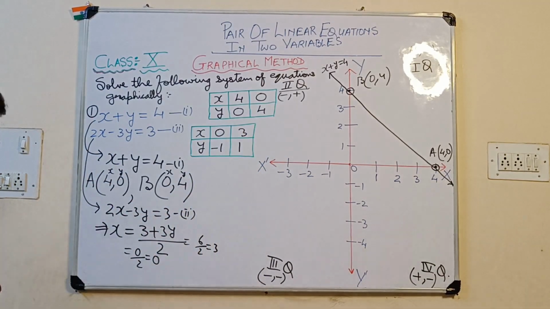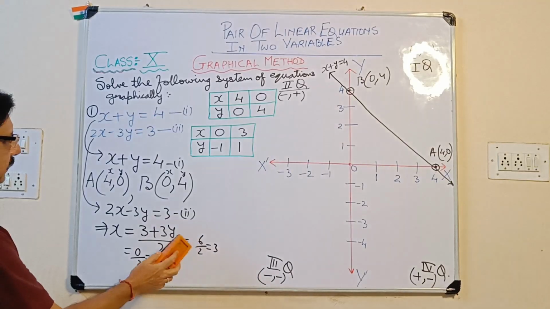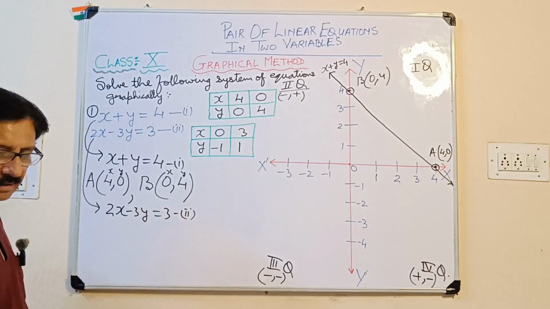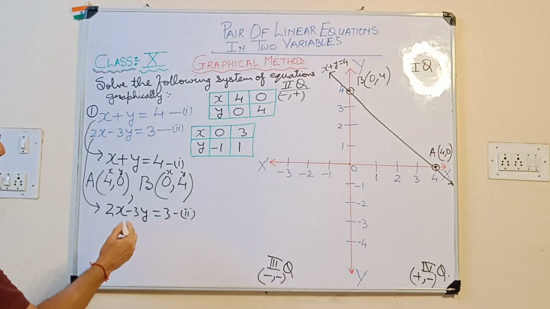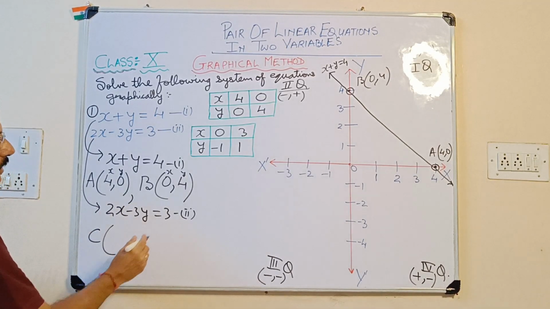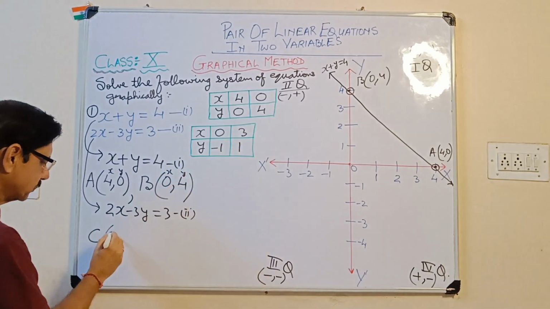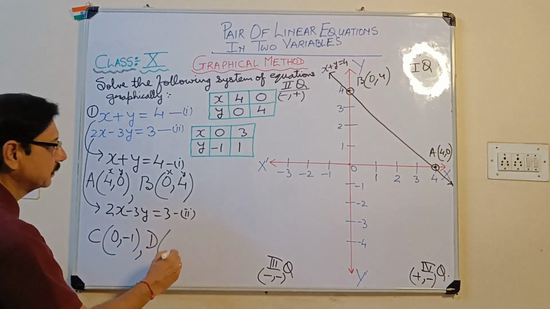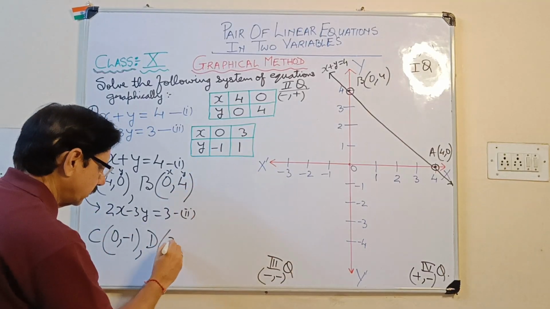So what are the coordinates this time that you are getting for the second equation? For the second equation, now I can take C and D. So C coordinates are 0 and -1, and D coordinates are 3 and 1.